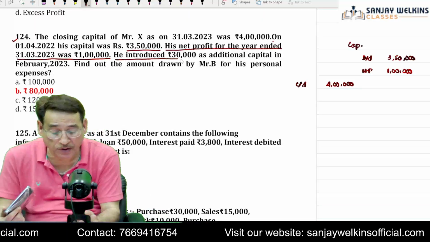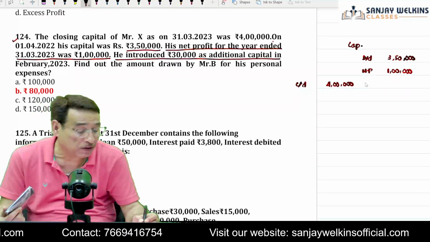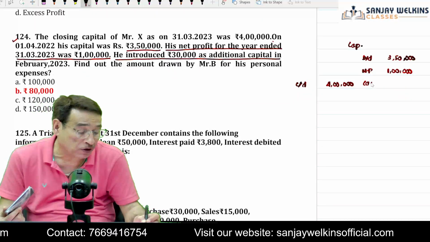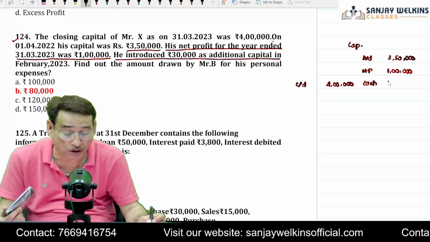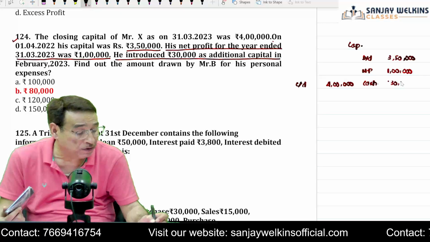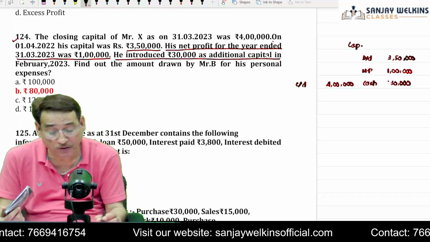He introduced 30,000 as additional capital. So by cash. Cash account debit to capital account. Additional capital he brought in to the extent of 30,000. I will write 30,000.